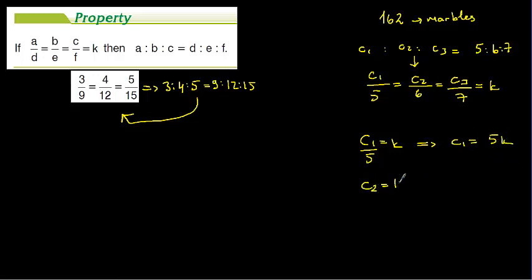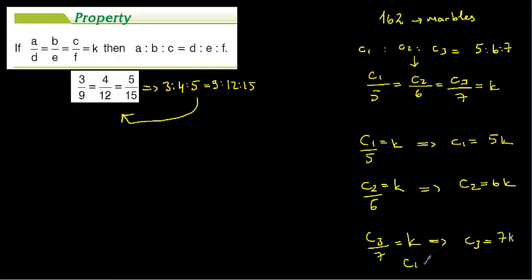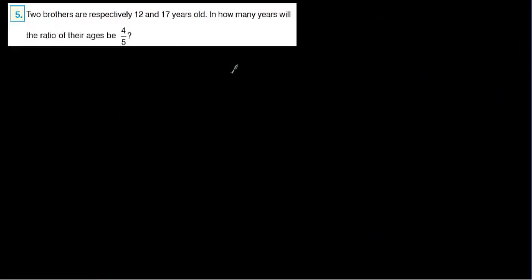Child 2 over 6 is equal to k, which implies that child 2 is equal to 6k. Child 3 over 7 is equal to k, which means child 3 is equal to 7k. And child 1 plus child 2 plus child 3 is equal to 162, because we are giving 162 marbles to them. We already solved this question, so I gave it only to explain this property, and we are going to continue with the last question about the properties of the proportion.